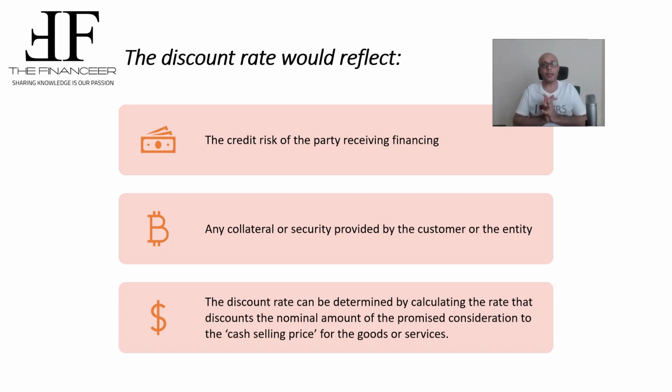So now how can we calculate this discount rate? Simply on the Excel file or in the financial model, the company can determine the rate at which the future cash flow will equal the cash price as of today. So this will be considered as the discount rate.